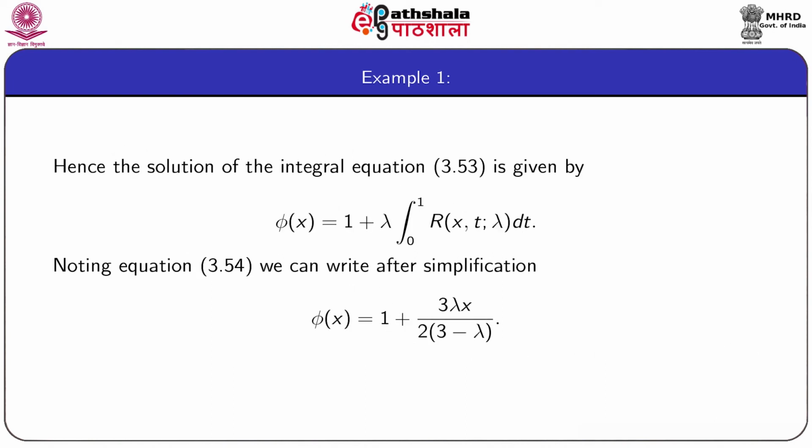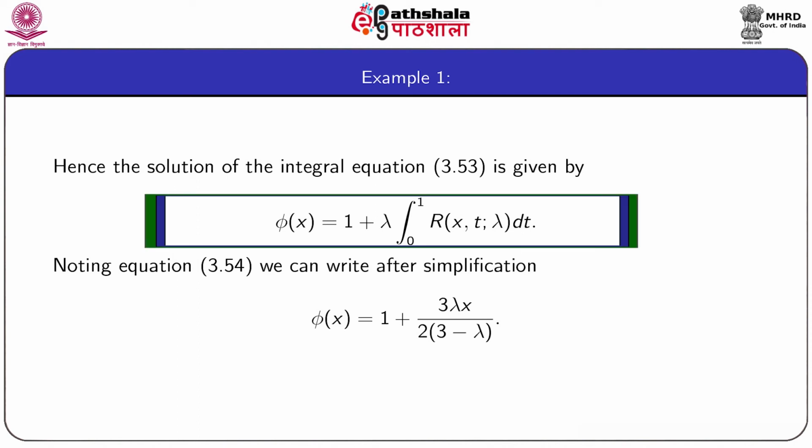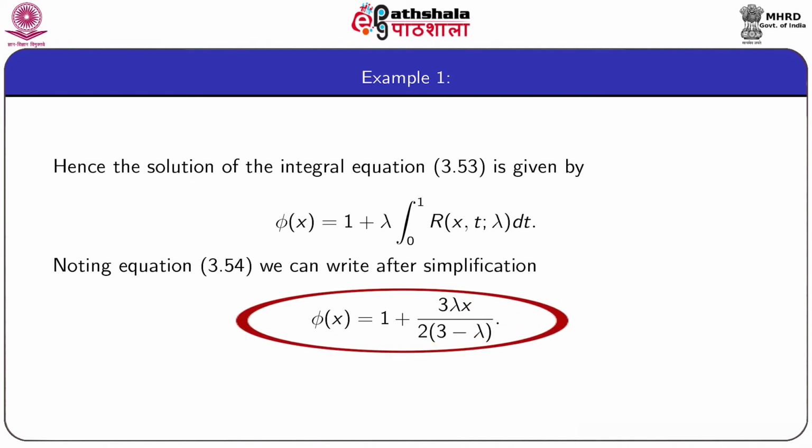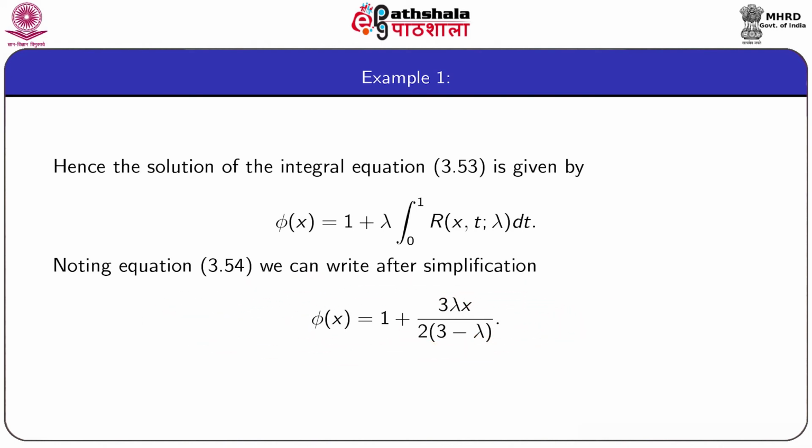Hence, the solution of the integral equation 3.53 is given by phi(x) equal to 1 plus lambda integral 0 to 1 capital R(x, t; lambda) dt. Substituting the value of capital R(x, t; lambda), we can write the solution of the given integral equation after simplification as phi(x) equal to 1 plus 3 lambda x divided by 2 into (3 minus lambda).